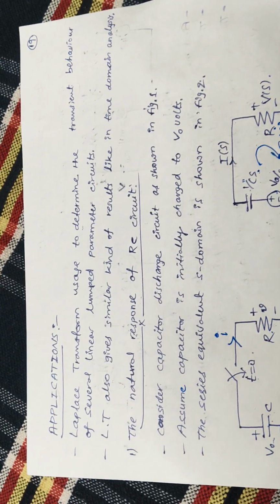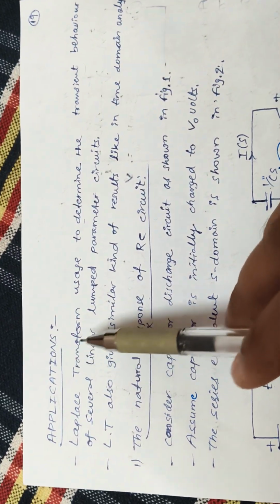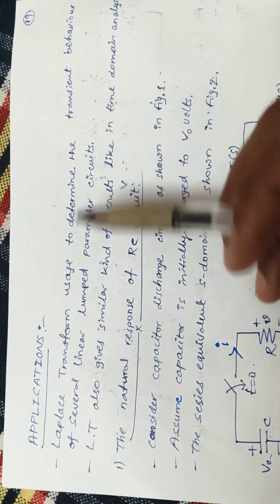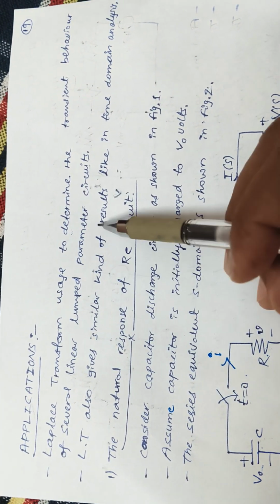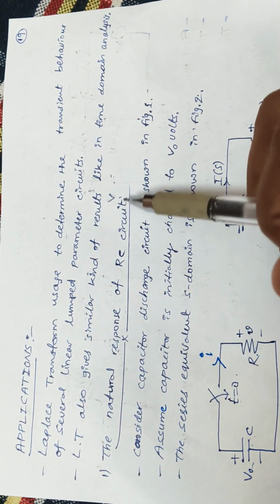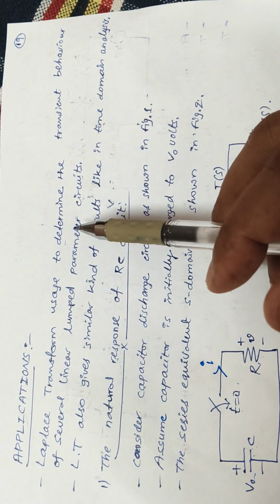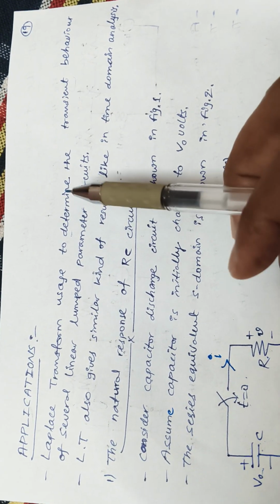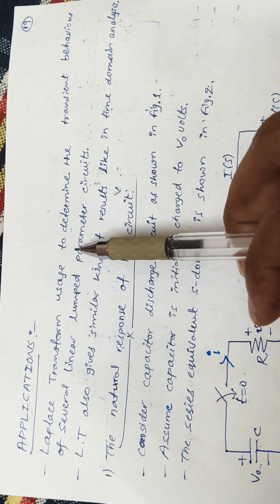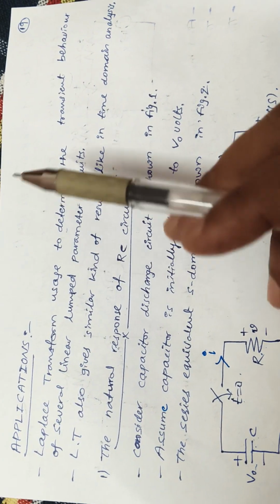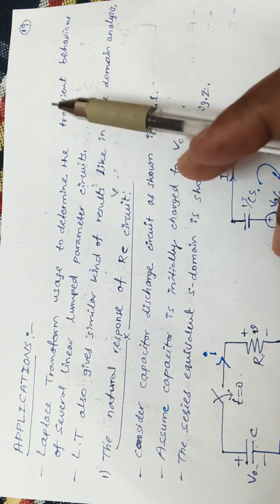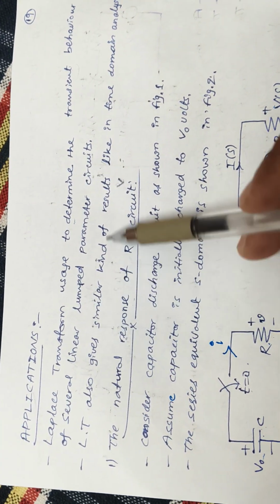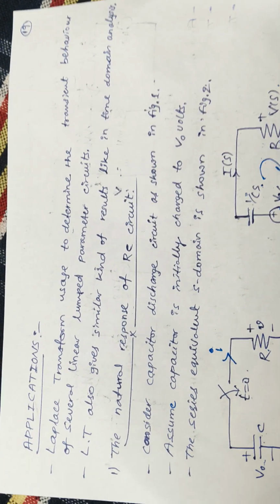Hi everyone. Next we'll see the applications of the Laplace transform: how to determine the transient behavior of several linear lumped parameter circuits. We have already seen this kind of transient analysis for the time domain circuit. The same circuit we can convert into the S domain, and with a few steps we'll get the response in the S domain. Then later we can get the time domain response also. The Laplace transform also gives similar results to the time domain analysis.